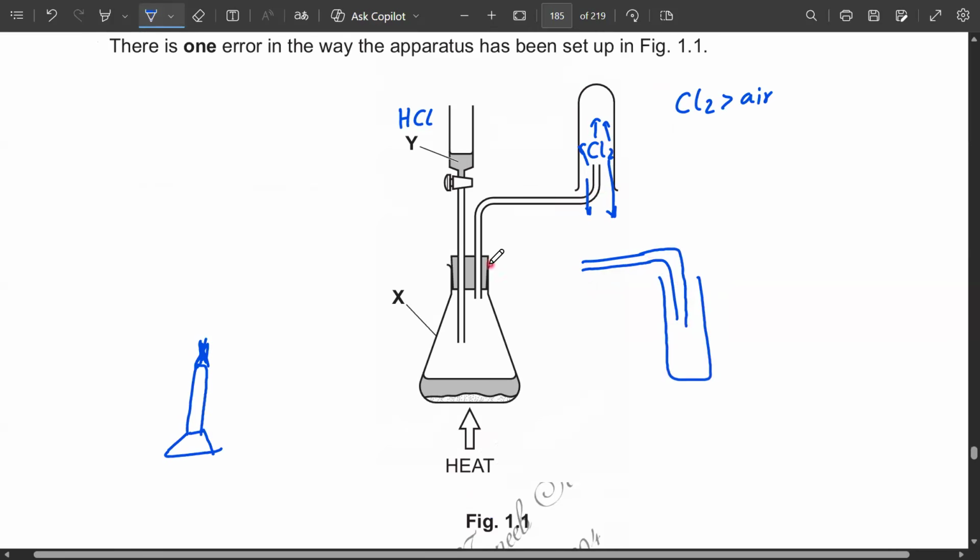So the correction that can be applied here is that the downward delivery tube must be used here, and this collection tube should be the other way around. That means it should not be upside down, it should be in the opposite direction, and we can use the upward displacement of air.